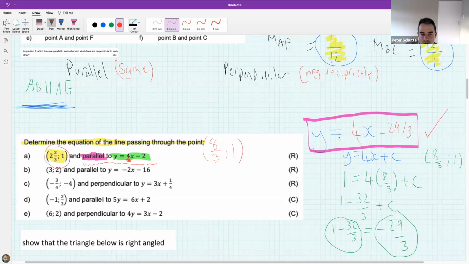So using the example that I just gave you, I want you now to work out the equation of the line that is relevant for B. So I want everyone to try and work out the equation of a line that is parallel to y equals -2x minus 16 and goes through the point (3, 2). So that's the one I'm coloring in blue. Okay, over to the students. See if you can do it.